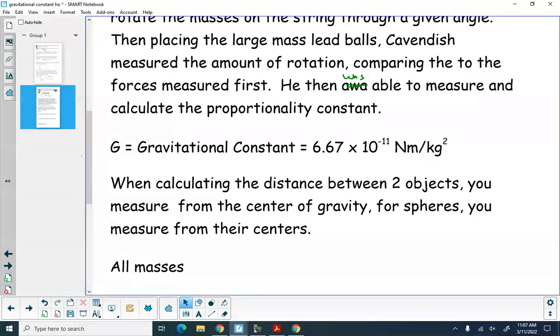When you're calculating the distance between two objects, you measure from the center of gravity. For spheres, it would be the center of the spheres. You just don't do outer edge to outer edge. You look at the center of gravity for one, the center of gravity for the other, and measure that distance.